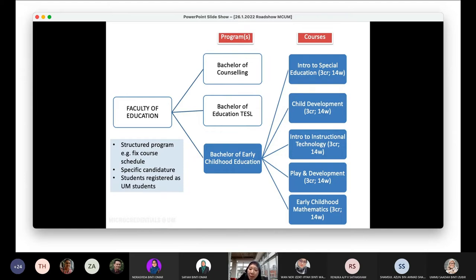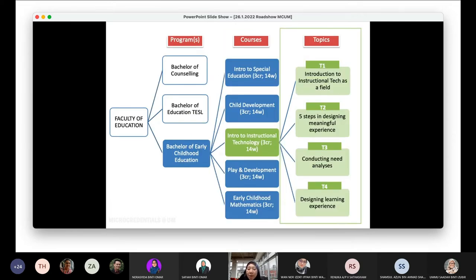Each program has its own courses. Let's say in this simulation, we have 5 courses. Each of these courses is 3 credit hours and is to be completed within 14 weeks. In our current way of teaching and learning in UM, this is the structure: you have a structured program, a specific candidature time, and all the students are registered as UM students. Once you have identified the program, take one course from the whole program that you want to develop as a micro-credential course. Let's say in this case, we take course number 3, which is Introduction to Instructional Technology.